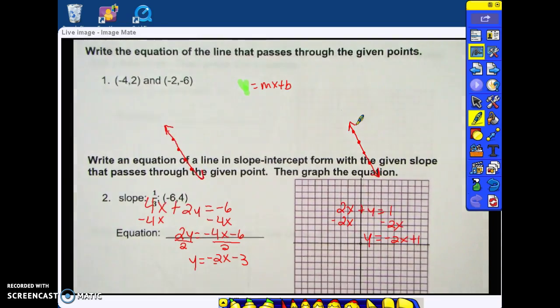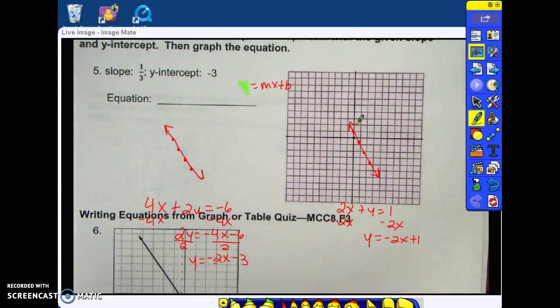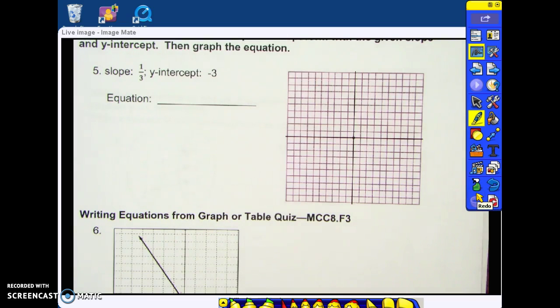Alright, let's look at number 5. If I have the slope and the y-intercept, I already know my equation. I plug these into y equals mx plus b, and now I can graph it. Start with your y-intercept at negative 3, go up 1 to the right 3, up 1 to the right 3. That is your graph.